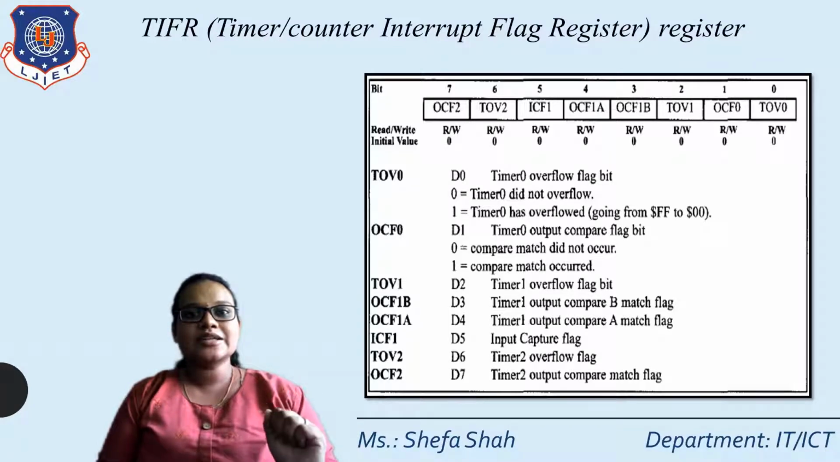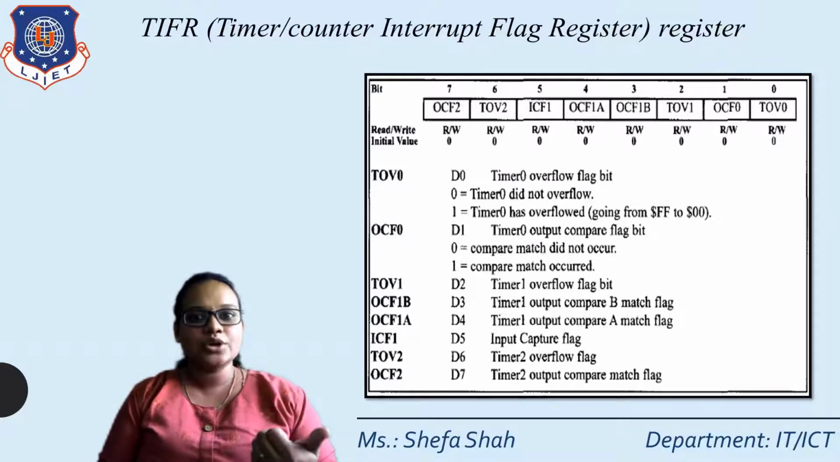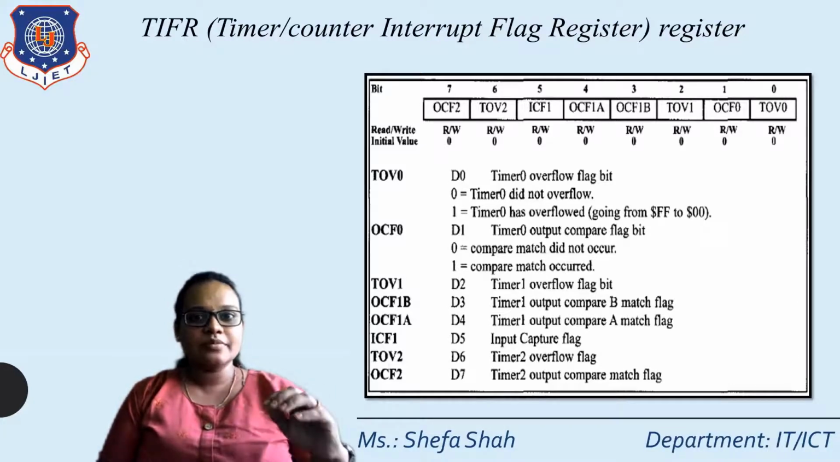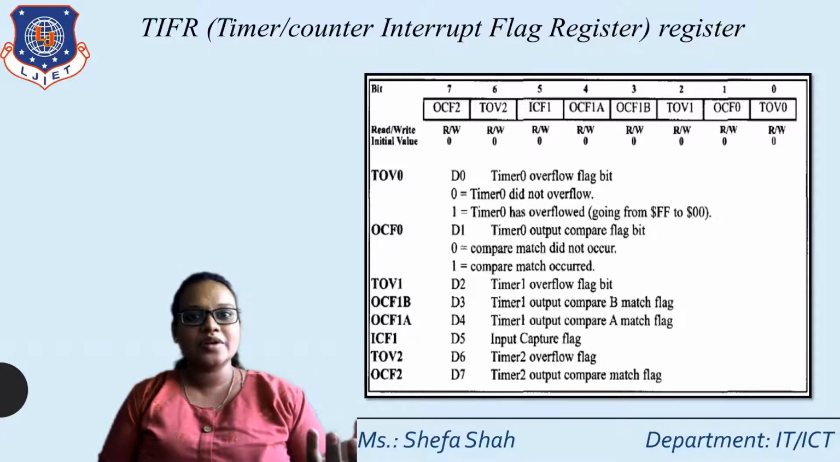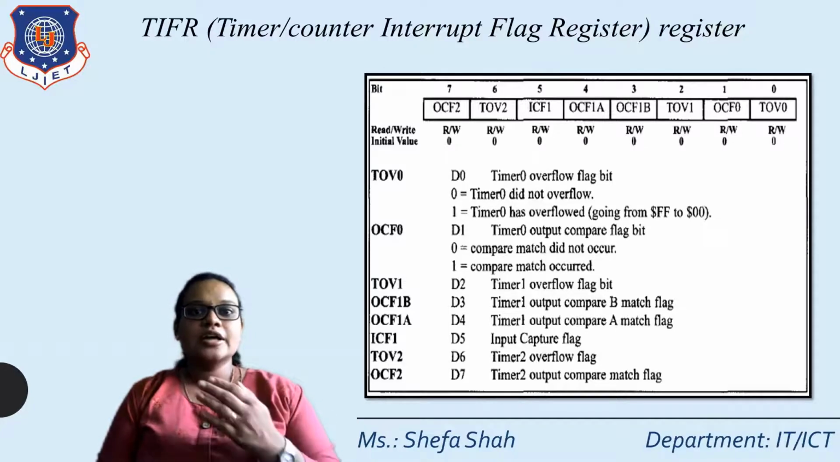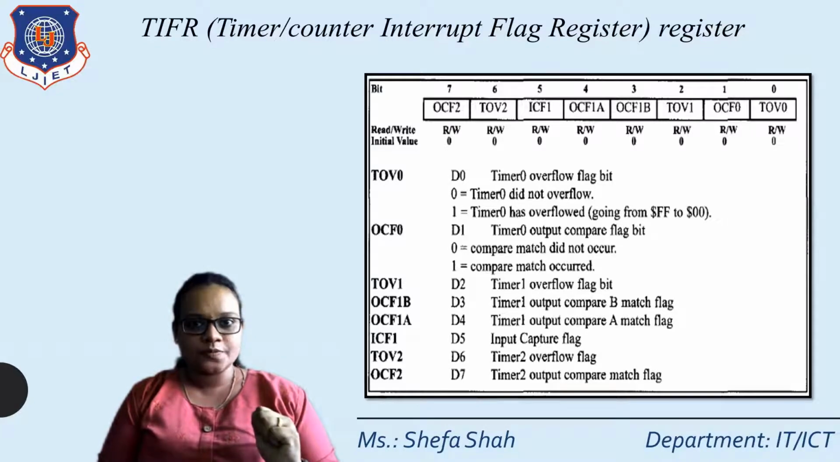And last, the sixth and seventh bits are for the TOV2 flag and the OCF2 flag, that is, the timer 2 flags. So these flags we will monitor based on the timer programming we are doing, either for timer 0, timer 1 or timer 2, and based on the mode we are working in, we will observe this particular flag. Clear? So this is all about the TIFR register.